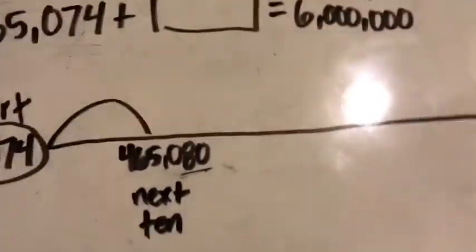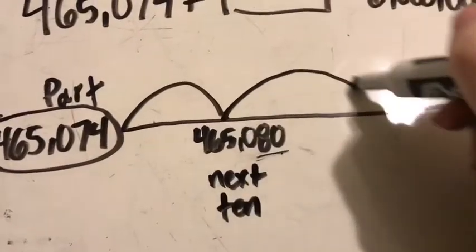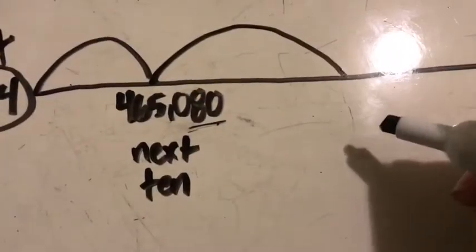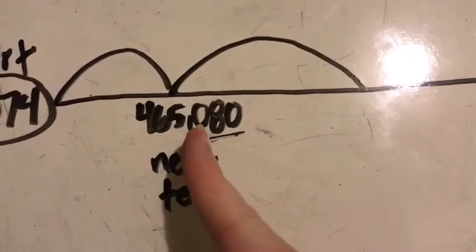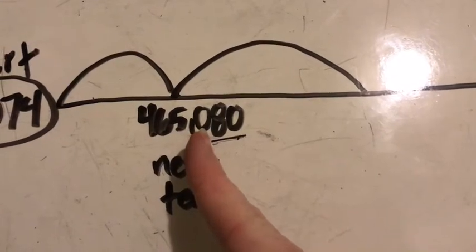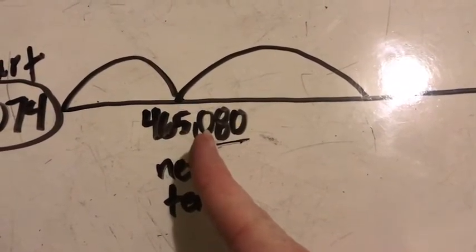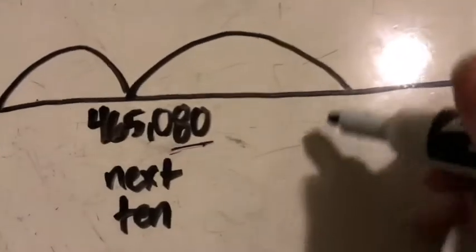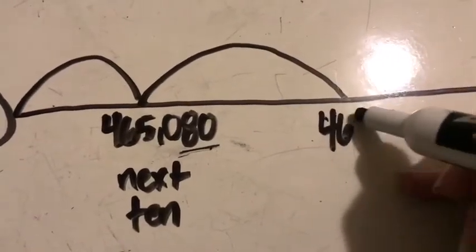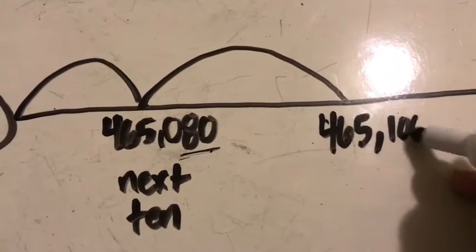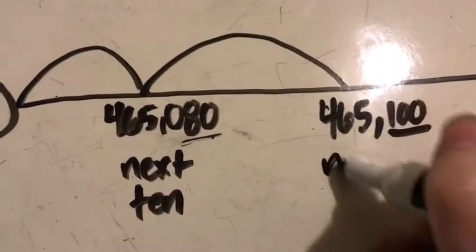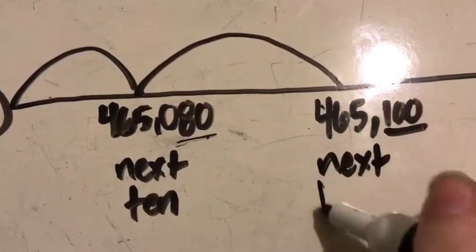After I get to my next 10, the next place I'm going to try to get to is the next 100. So right now, in this number, I have no hundreds. The next 100 would be 100 more. So it would be 465,100. That would be the next number that I'm trying to get to. So now this is the next 100.